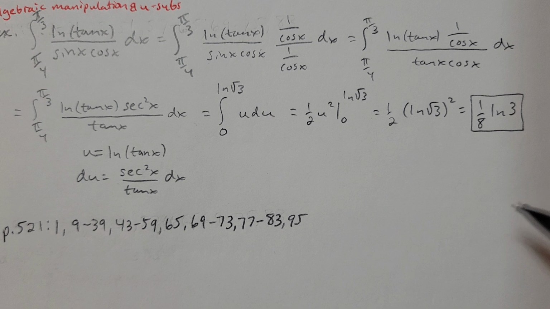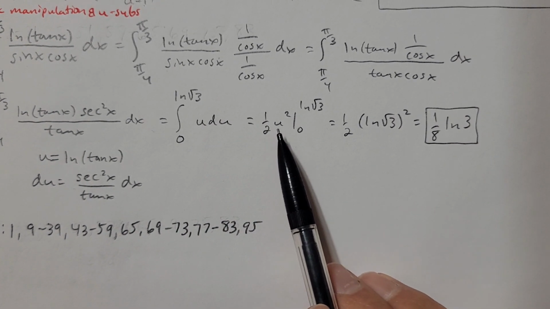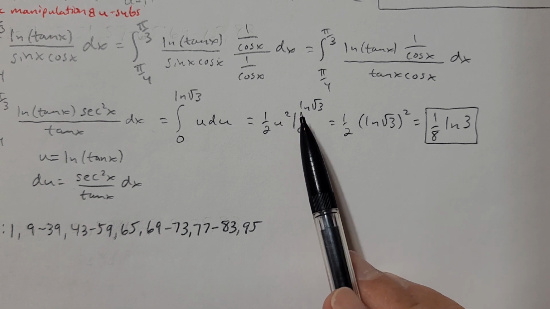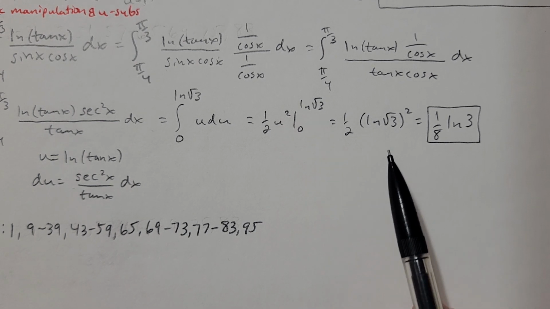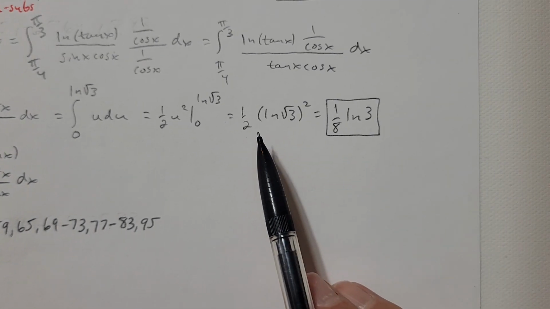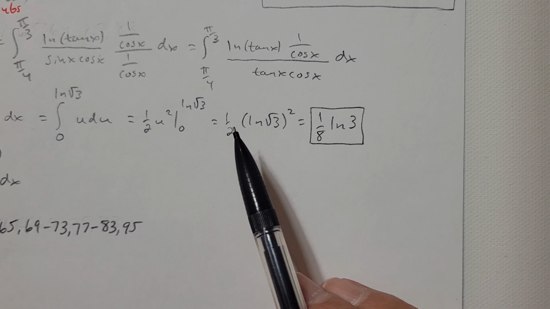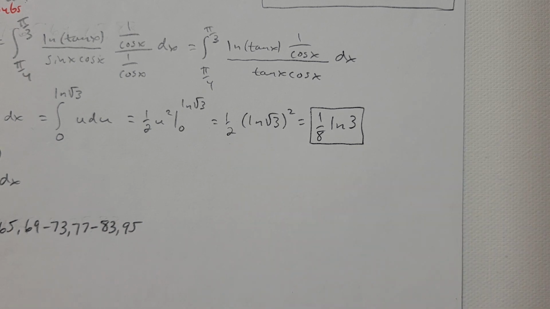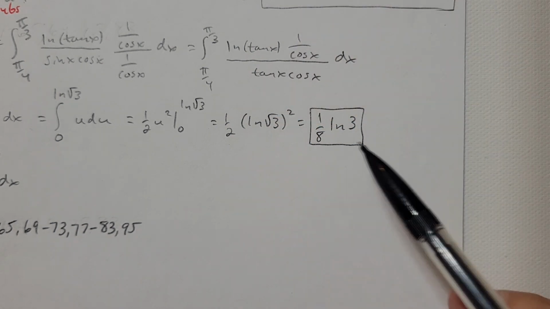Okay, and then now I can get the antiderivative here. It'd be 1/2 u squared, and I'm going from 0 to the ln of root 3. Okay, when I plug in the bounds, plugging in 0 is not going to make any difference there, but I got 1/2 times the ln of root 3 squared. Now I'd be okay with you leaving your answer in this form. Your book will take this a little bit further, though.